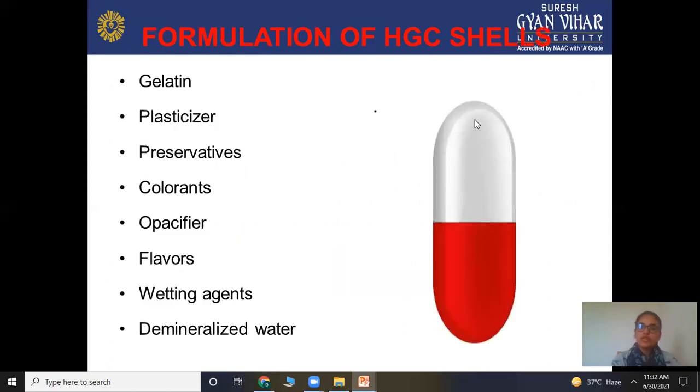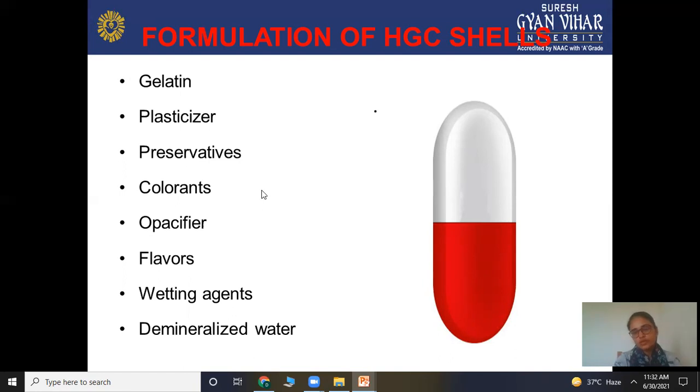Next is the formulation of a hard gelatin capsule. These are the excipients that are used in hard gelatin capsule. The first major excipient is gelatin. Without gelatin, the body and cap part is not formed. So gelatin is the most important excipient in capsule. Next are plasticizer, preservative, colorant, emulsifier, flavor, weighting agent, and demineralized water. These are the excipients other than gelatin used in the hard gelatin capsule.